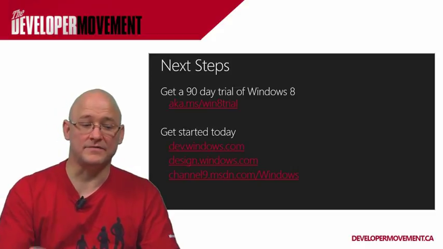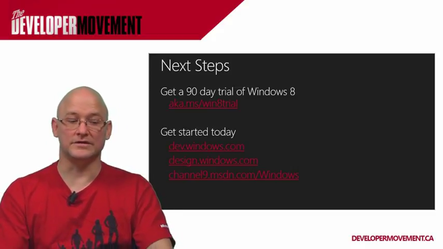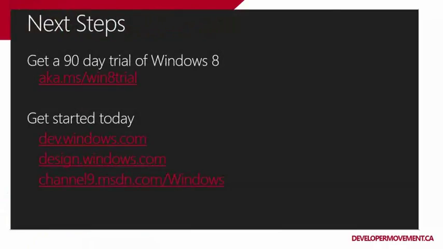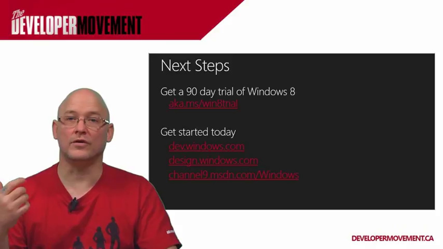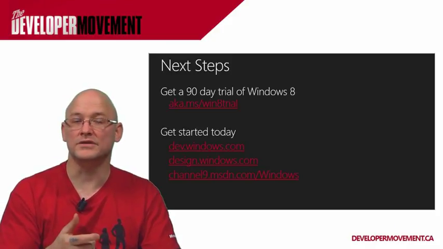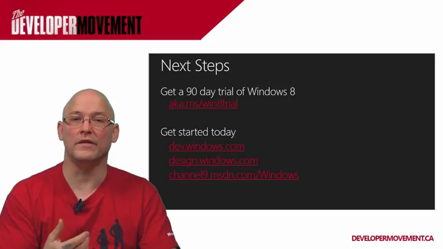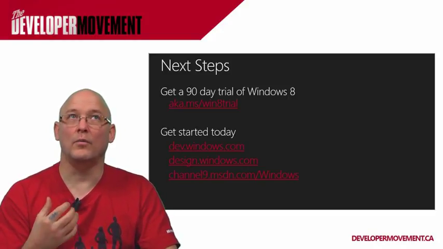So, next steps for this would be to go out and get a 90-day trial of Windows 8. You can get a Windows 8 trial that you can test and use either in a VM on your device if you want to try it out in a VM, or you can actually install it on your computer and get started and get developing on it. You can also check out dev.windows.com, which is really fantastic. Check out design.windows.com and channel9.msdn.com/Windows. Also, check out dev.windowsphone.com for all of the information that you can find on tools for Windows Phone, and also check out windowsazure.com.